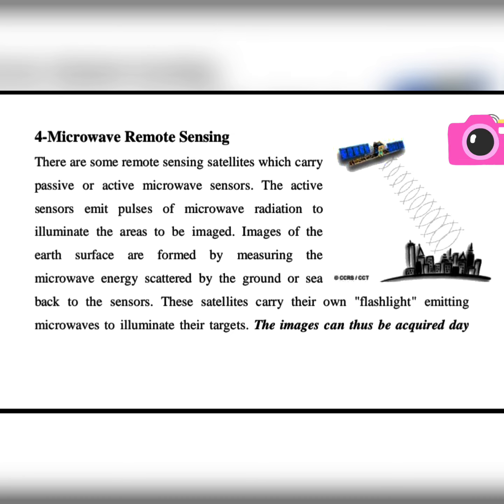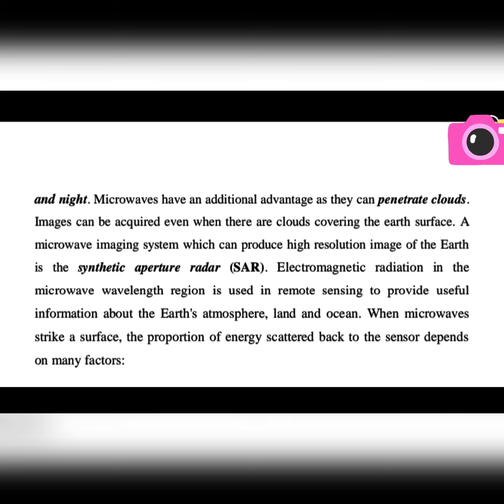The images can thus be acquired day and night. Microwaves have an additional advantage as they can penetrate clouds. Images can be acquired even when there are clouds covering the Earth's surface. A microwave imaging system which can produce high resolution image of the Earth is the synthetic aperture radar, that is SAR.